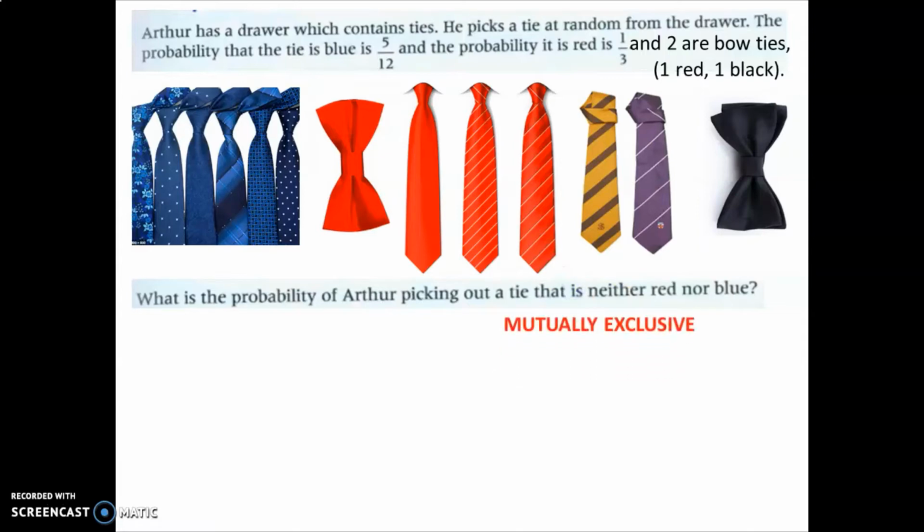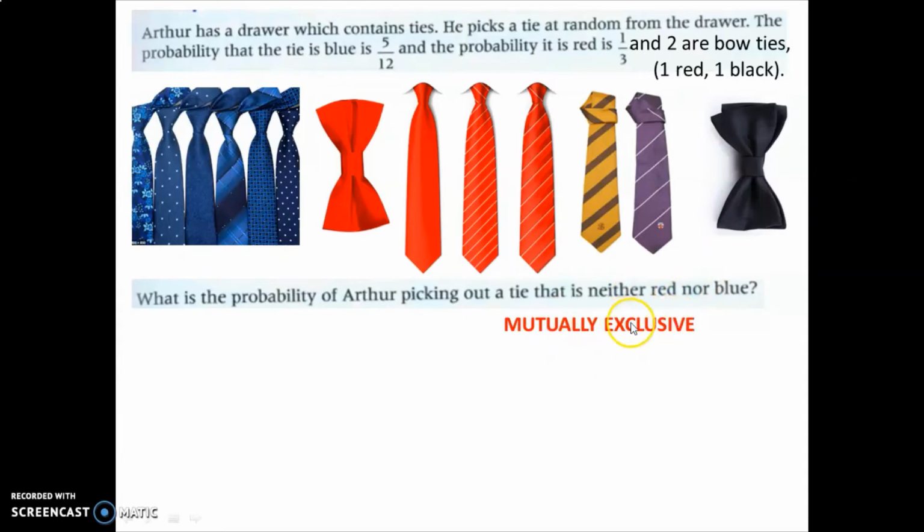Okay, so let's see what you came up with. Neither red nor blue. Sometimes with these ones where it's neither, it's easier to begin with, well, what's the chance it is red or blue? And then you take that away from 1, because 1 is all the possibilities minus red or blue, and you're left with the ones that are neither red or blue.